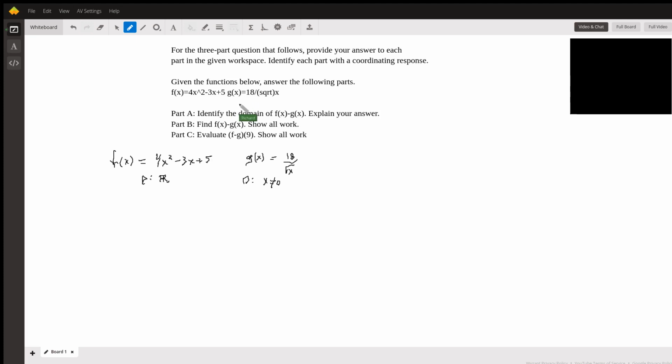So if you're going to just subtract them, the domain for f minus g is just x not equal to 0. Or if the teacher wants it in interval notation, you would say negative infinity to 0 union 0 to infinity, like that. So that's part A.